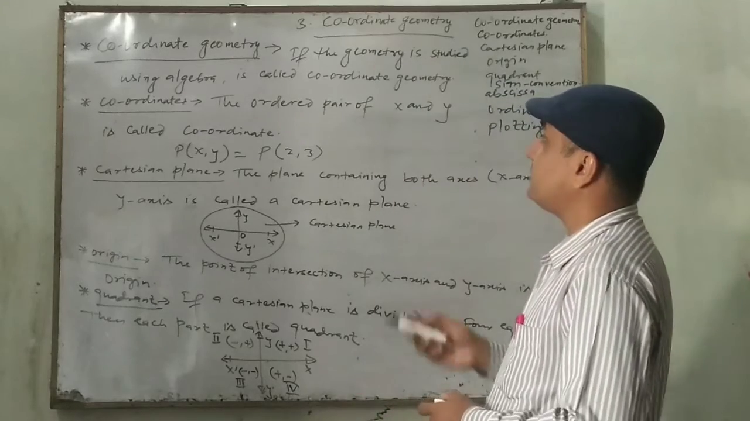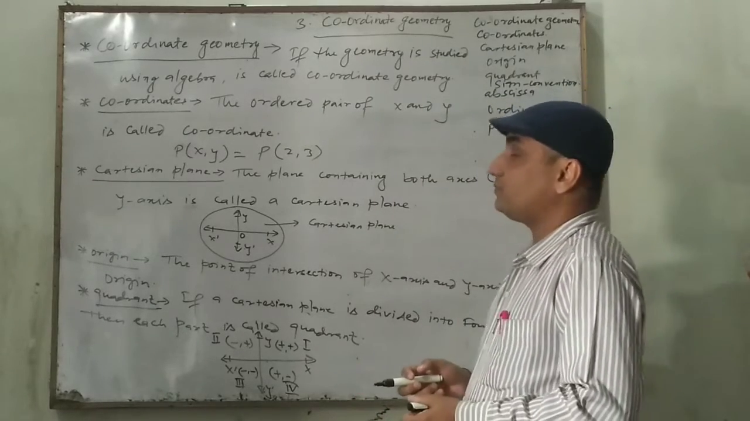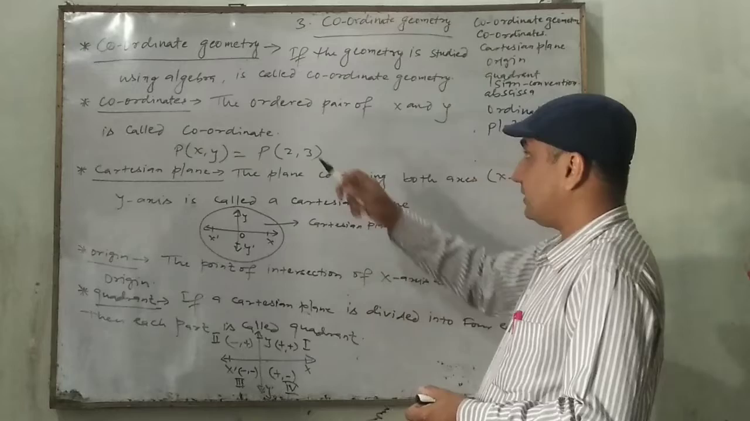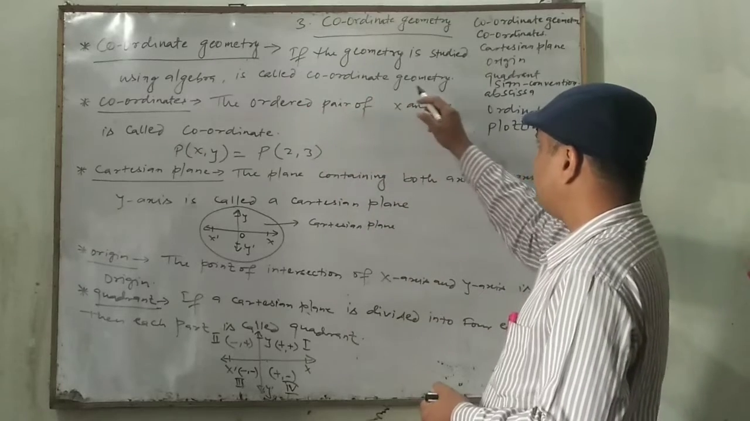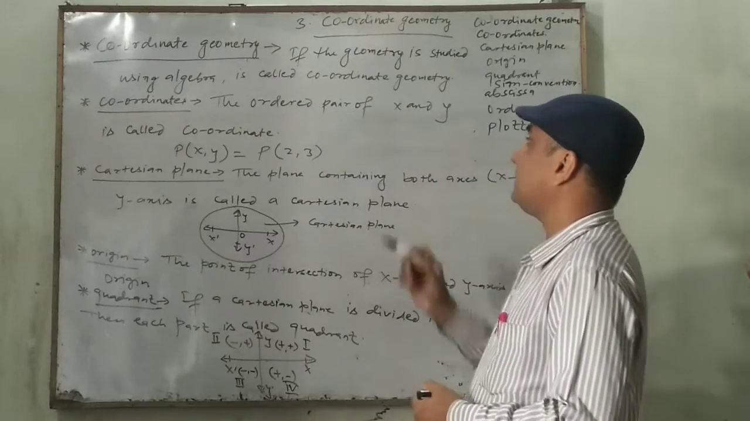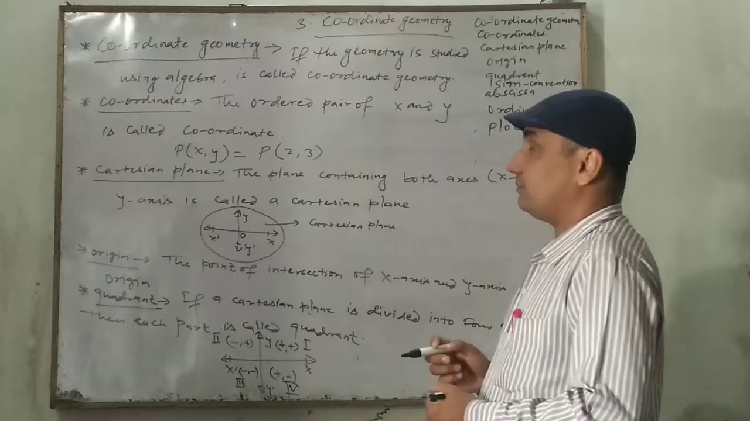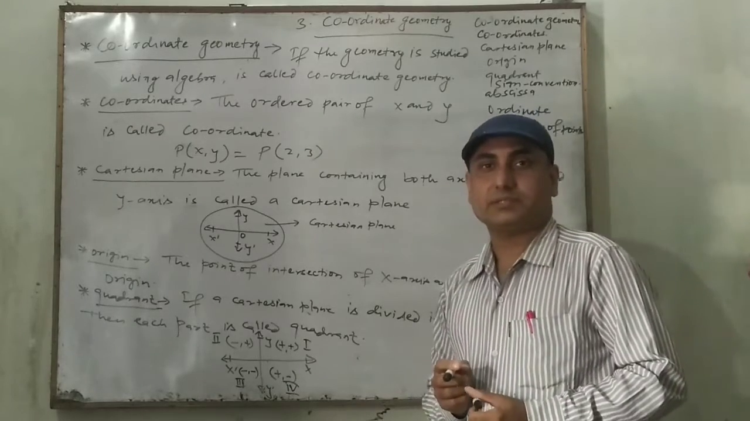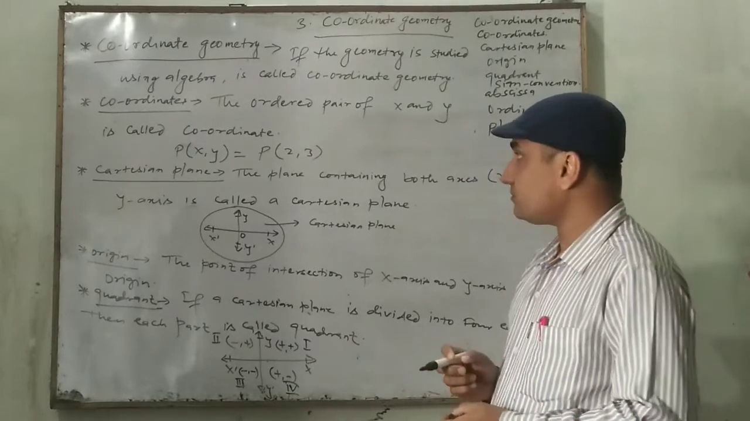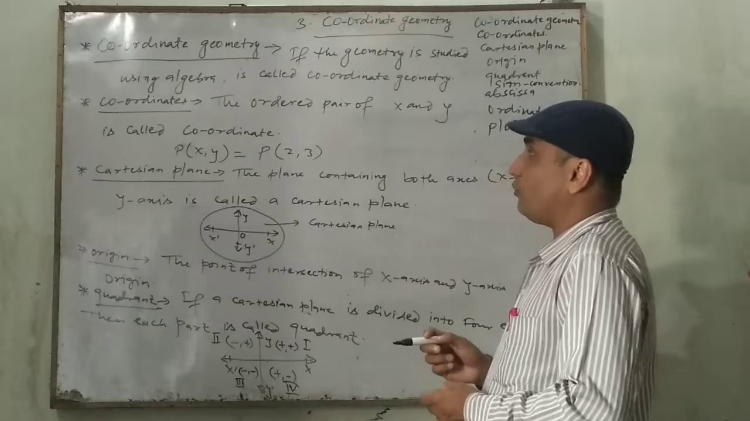This is coordinate geometry, and first we have to know what coordinate geometry is. Coordinate geometry is when geometry is studied using algebra, meaning all the variables and constants. The second point is coordinates.